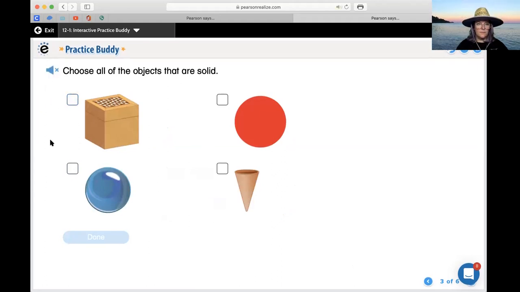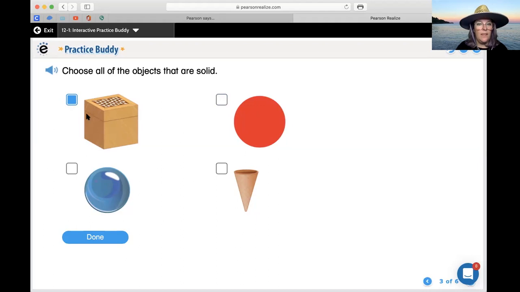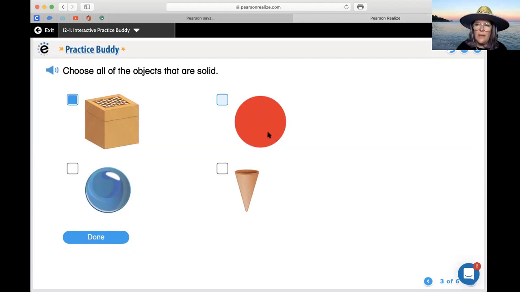Choose all of the objects that are solid. Ooh, okay, so solid 3D shapes. So this one looks like it goes up and down, side to side, and front to back. So that one's 3D, and that's a solid. Now this circle, if I were to draw this circle on a piece of paper and cut it out, it would be flat. So that would have to be a 2D flat shape. So we're not going to select that one.